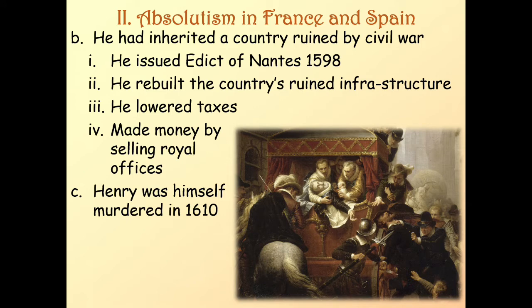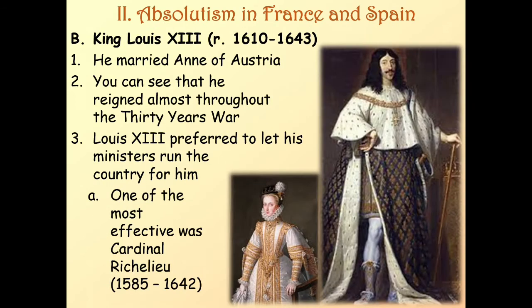He had inherited a country ruined by civil war, as we know. He had issued the Edict of Nantes in 1598, and he rebuilt the country's ruined infrastructure. He lowered taxes, he made money by selling royal offices, and Henry himself was actually murdered in the year 1610. So then you had Louis XIII, and he ruled from 1610 to 1643. He married Anne of Austria, and you could see that he reigned almost throughout the entire 30 Years' War. The 30 Years' War went from 1618 to 1648, so his reign covered much of that.